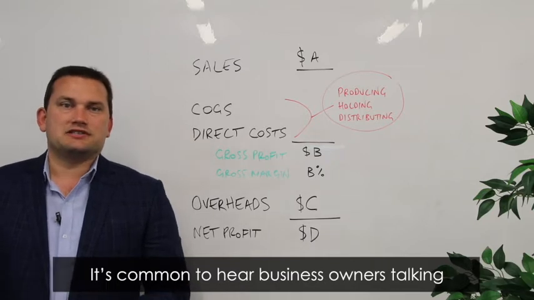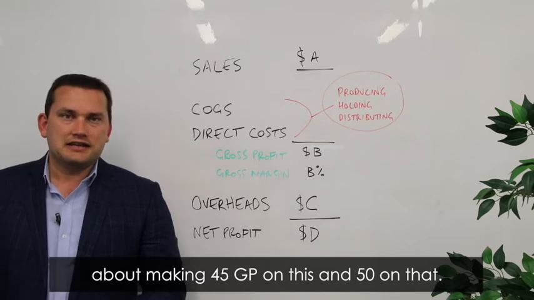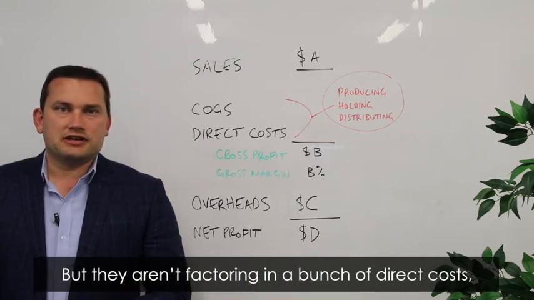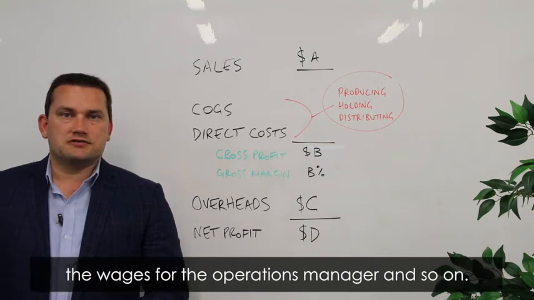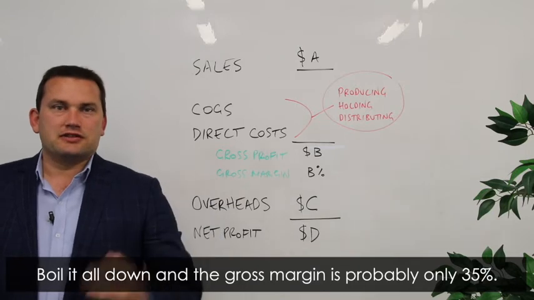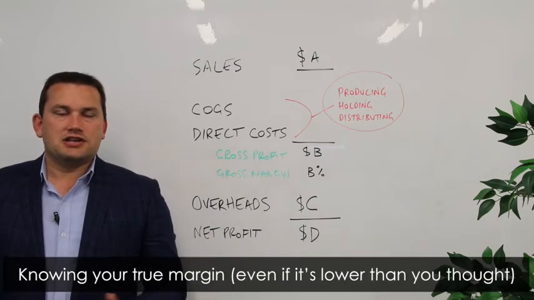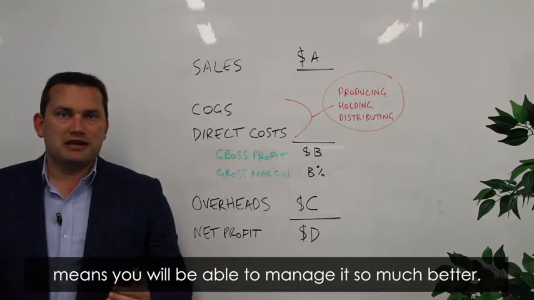So it's common to hear business owners talking about making 45 GP on this and 50 on that, but they aren't factoring in a bunch of direct costs. Maybe the warehouse rent, the wages for the operations manager and so on. Boil it all down and the gross margin is probably only 35%. So knowing your true margin, even if it's lower than you thought, means you'll be able to manage it so much better.